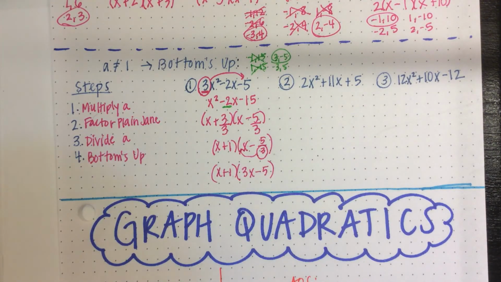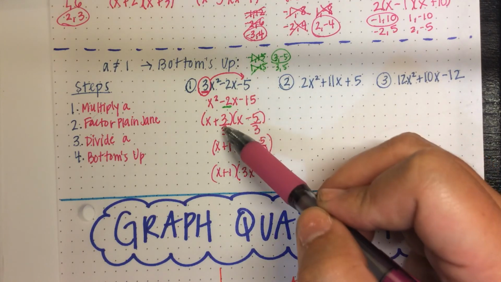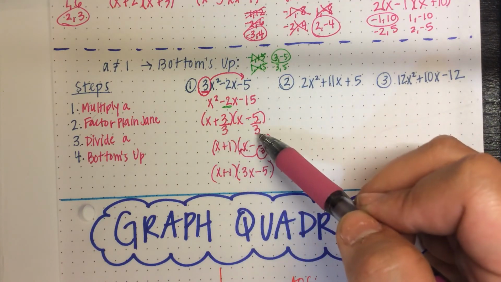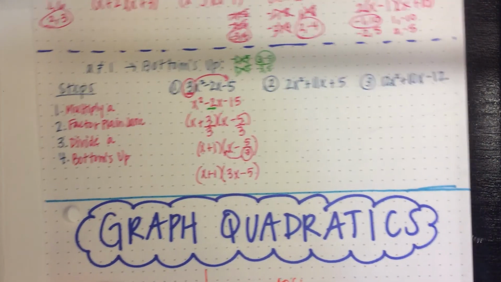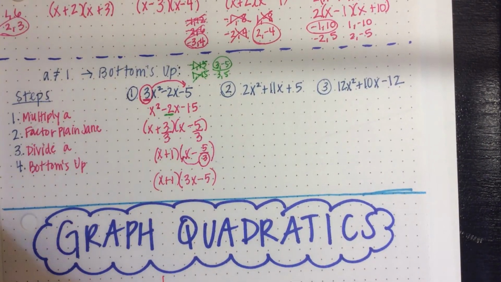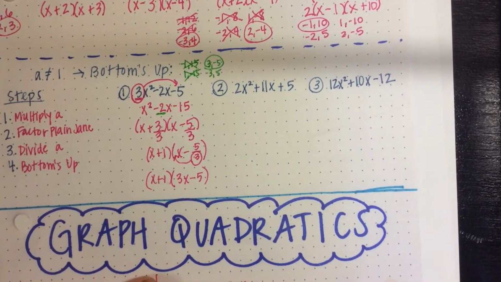in our factored form. So to start with, we move a by multiplying, then we factor, and then we take a back out by dividing. Then we simplify, and then we do bottoms up. Alright, so I promise it's not that long once you get the hang of it and you start moving. So let me change colors and we'll do the second one.